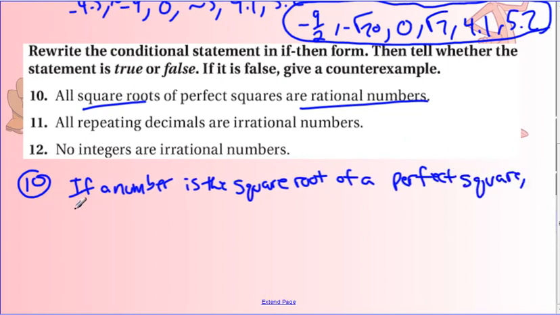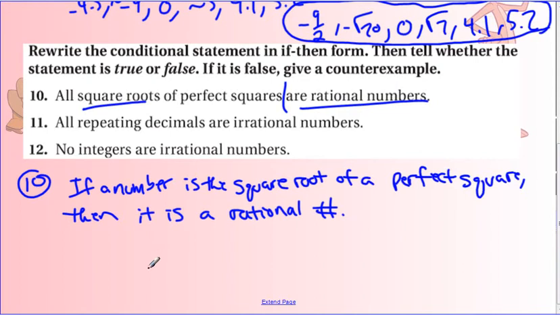then, let's see, all square roots of perfect squares are rational numbers. Then it is a rational number. All right, so let's see. Is that thing true or false? So if a number is a square root of a perfect square, come up with examples of that. Square roots of perfect squares.